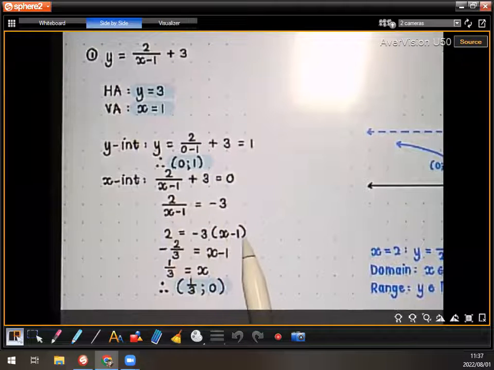The x-intercept is the one that's more working, so you make y equal to 0. You move that plus 3 over, it becomes negative 3. You times by x minus 1. You then divide by negative 3. And then you minus 1. Right, those are all the steps, so you get a third for that one.